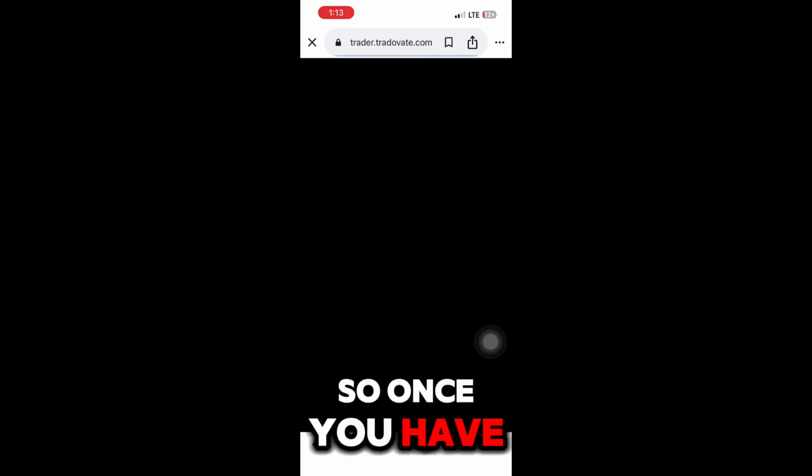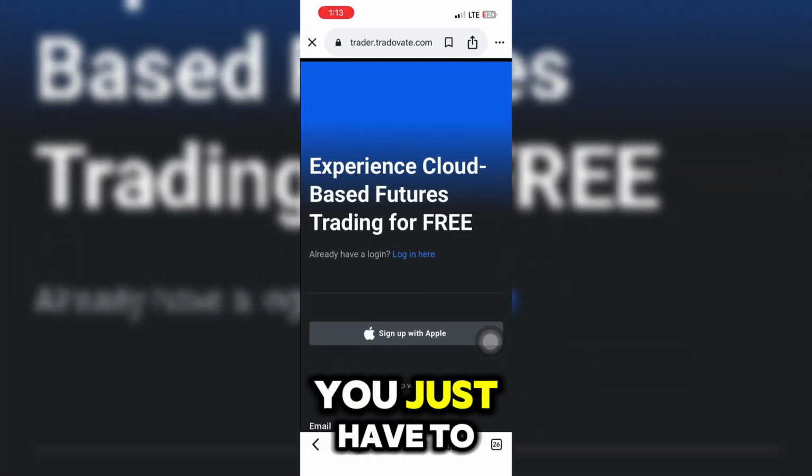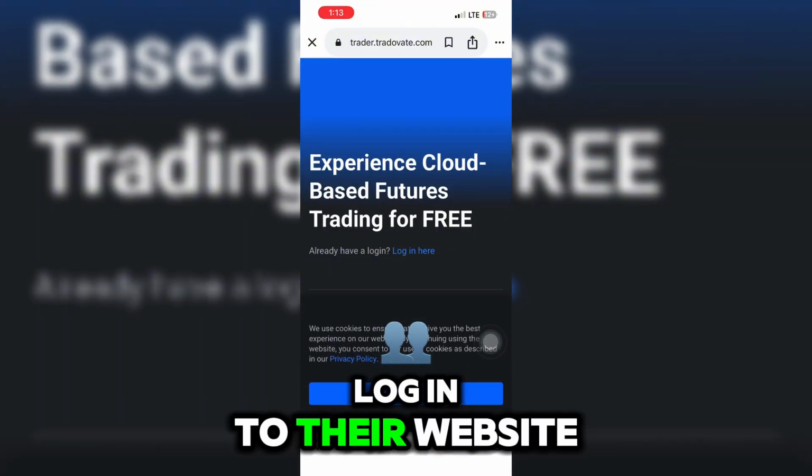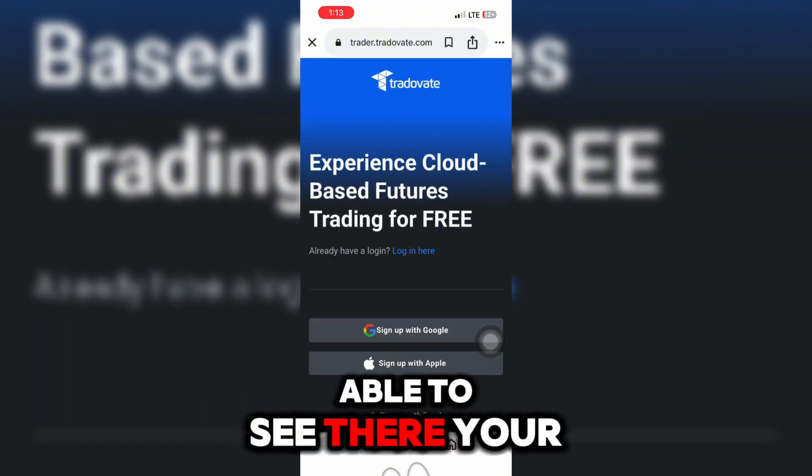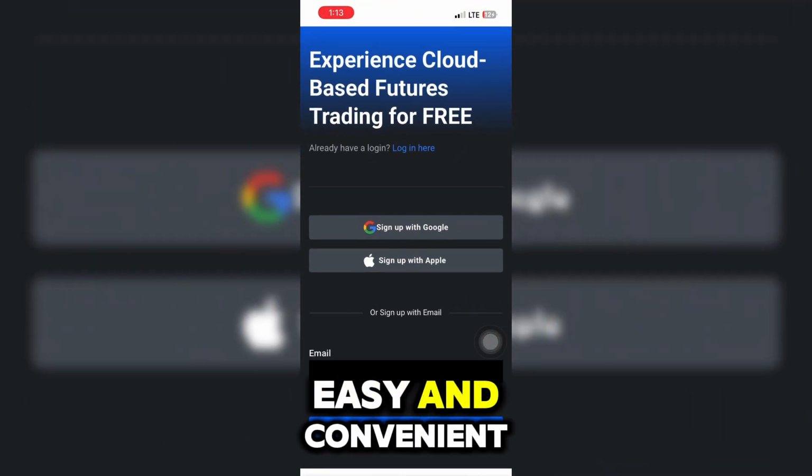Once you have pressed the green button on their website, you just have to log in to their website and you will be able to see your account. Fast, easy, and convenient.